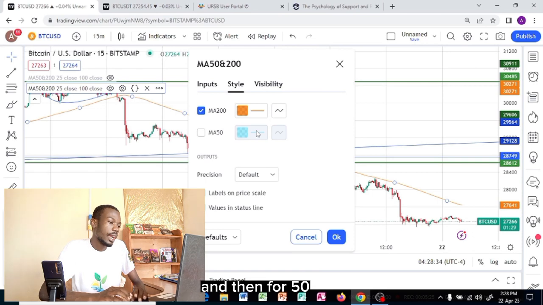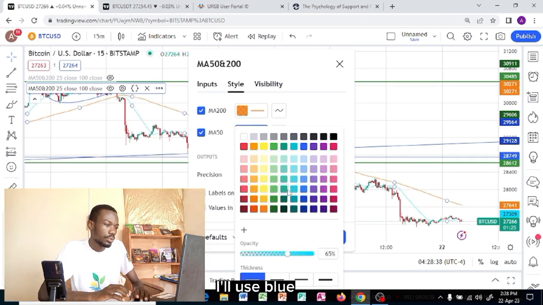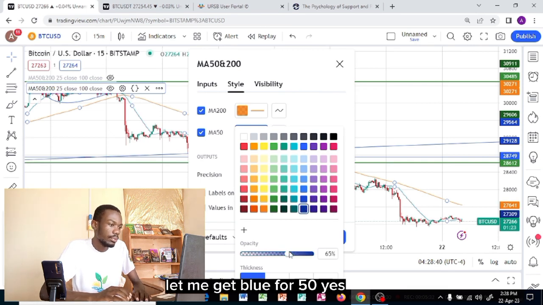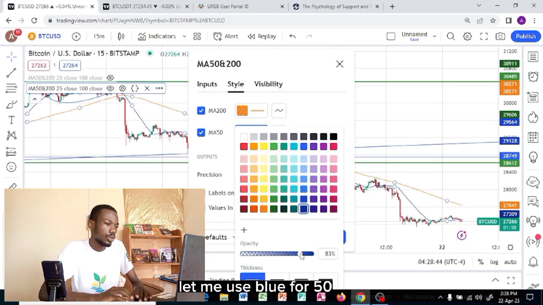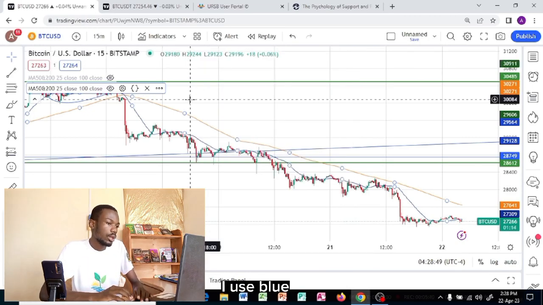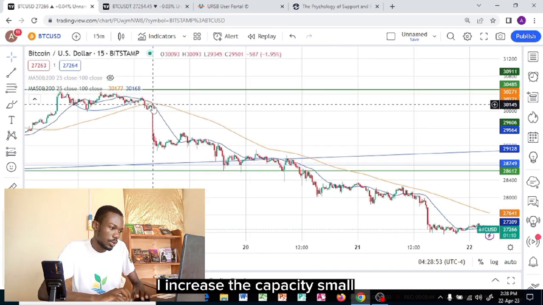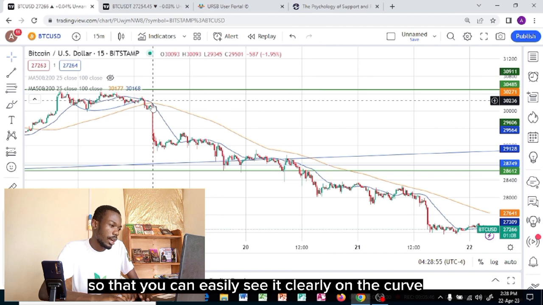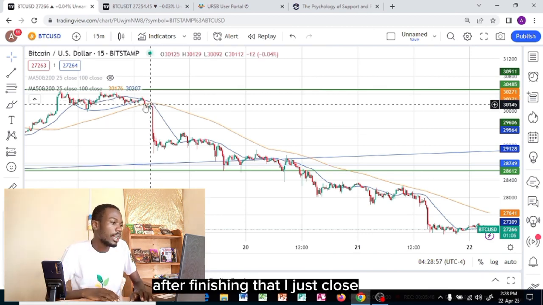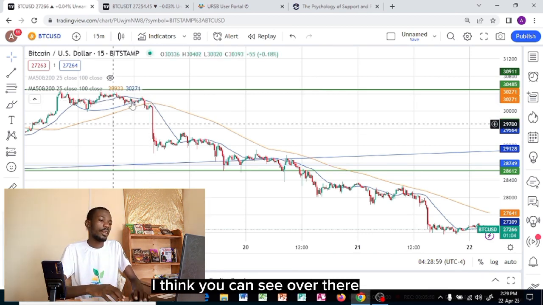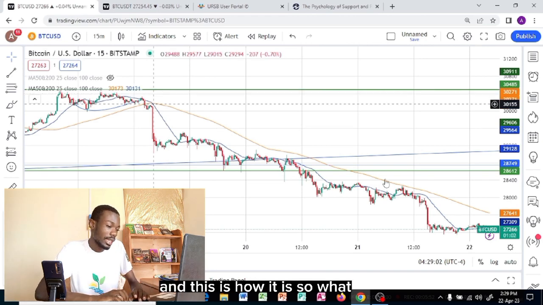And then for 50, I'll use blue. I love blue here. So I use blue there, and I increase the opacity a little so that you can easily see it clearly on the curve. After finishing that, I just close. I think you can see over there. So I modified it, and this is how it is.